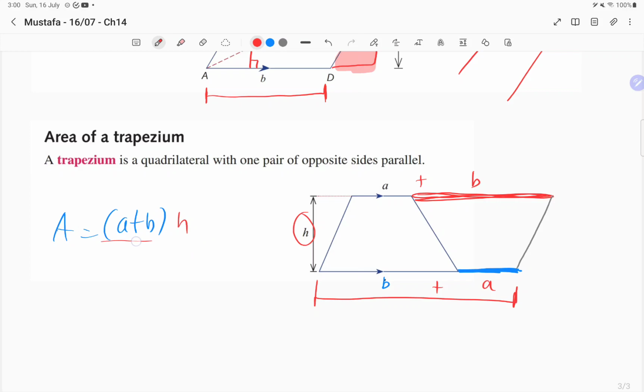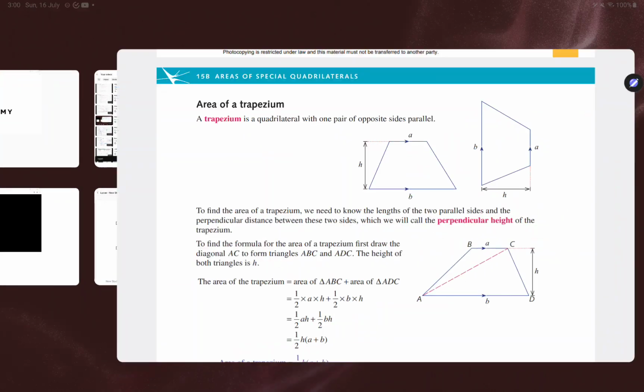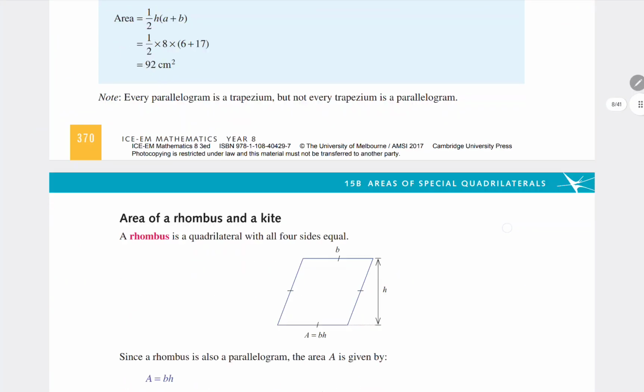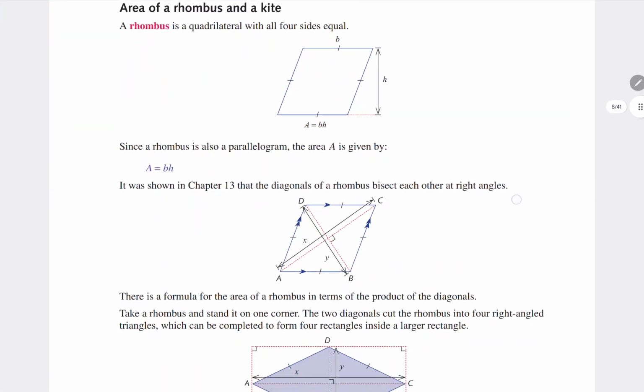So you can write it like that and then divide by 2. The bigger parallelogram is done by adding the two bases of the trapezium together. Easier to remember? Okay. Next would be rhombus and a kite.